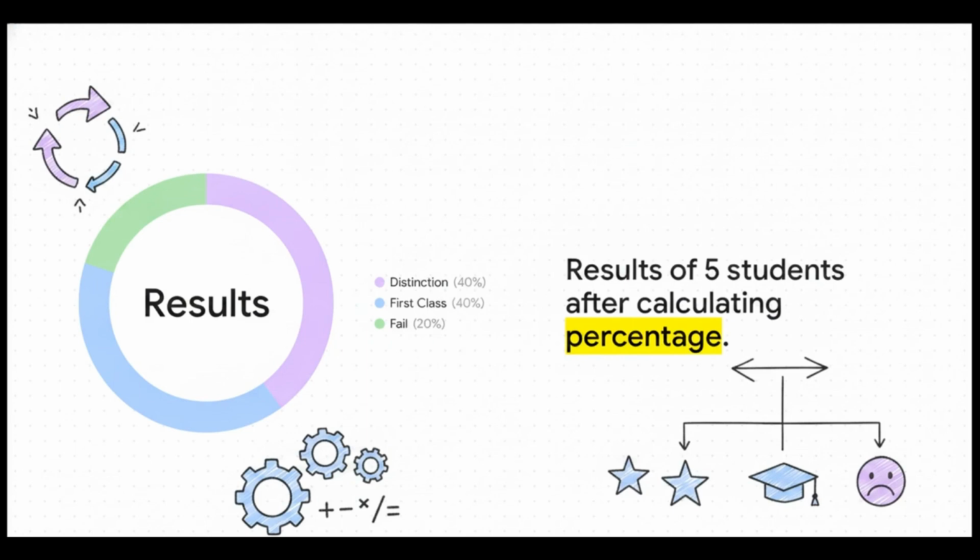And here is the payoff. When we combine our arithmetic, our multi-way decisions, and our iterative loops, we can process entire datasets instantly. Just look at this hypothetical output for our 5 students. The loop pulled in the data, the arithmetic calculated the percentages, the branching logic categorized them, and we get this beautiful final tally. 2 distinctions, 2 first-class grades, and 1 fail. Our automated teacher works absolutely flawlessly.